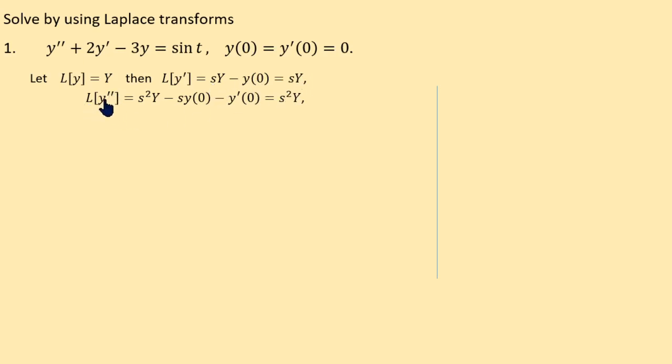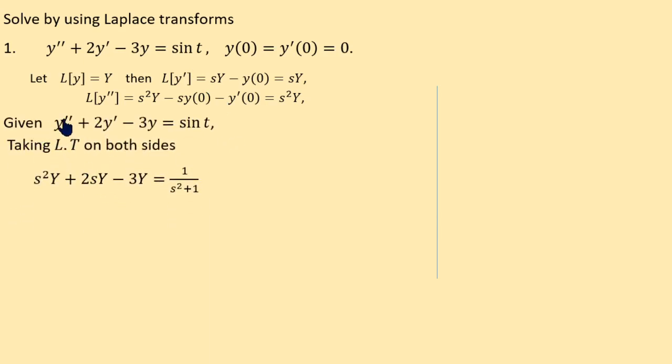Laplace transform of y double dash. So multiply the previous Laplace transform by s, then minus y dash at 0. Therefore it is s square capital Y minus s y at 0 minus y dash at 0. But y at 0 and y dash at 0 both are 0. Therefore Laplace transform of y double dash becomes s square Y. And we know that Laplace transform of sin a t is a by s square plus a square. Therefore sin t Laplace transform is 1 by s square plus 1.